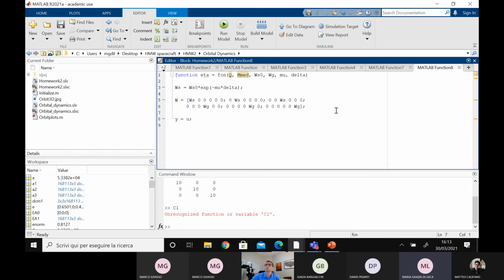Okay. And so now eta will be capital W times Q transposed times the inverse of the product between Q, W, and Q transposed. And this was capital W, excuse me. And finally, we have the torque.